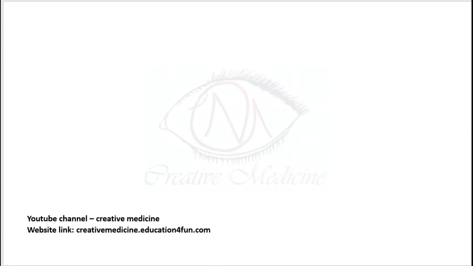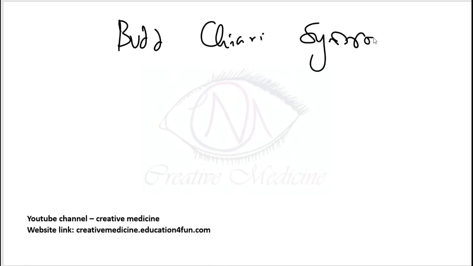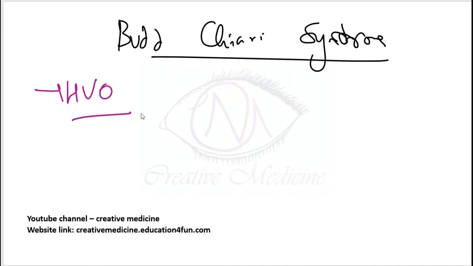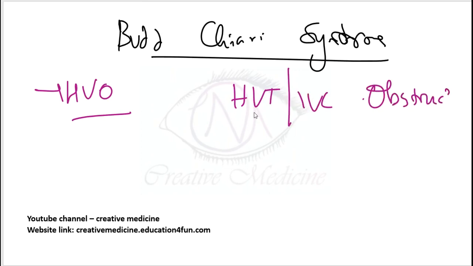Then, the next important disease we have is Budd-Chiari syndrome. So, what do you see in Budd-Chiari syndrome? You will see hepatic venous outflow obstruction. The cause of this can be hepatic venous thrombosis or inferior vena caval obstruction. Hepatic vein thrombosis or inferior vena caval obstruction causes Budd-Chiari syndrome.